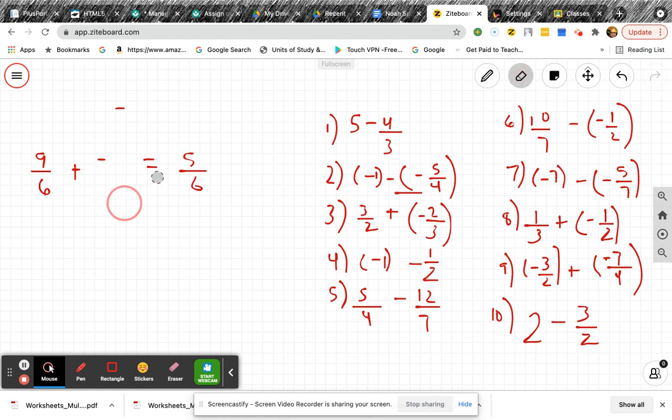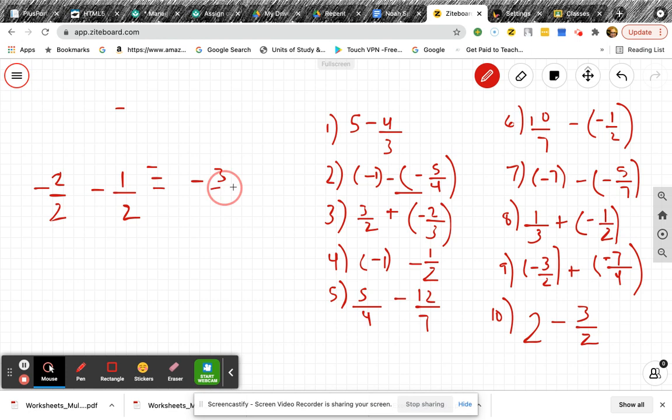For number 4, we have -1 minus 1/2. So -1 is the same thing as -2 over 2 minus 1/2. So it would be a -2 minus 1, which is -3 halves for number 4, -3 halves.